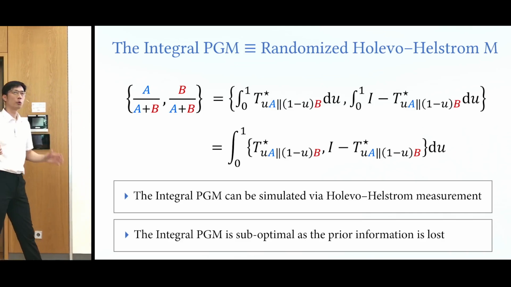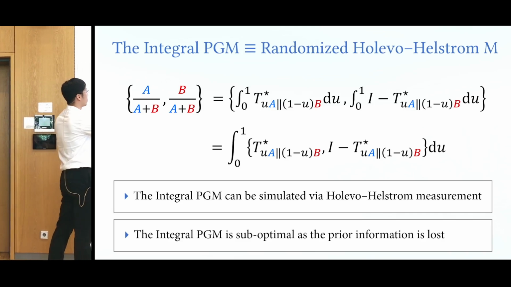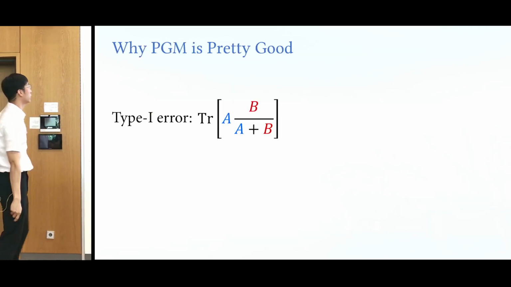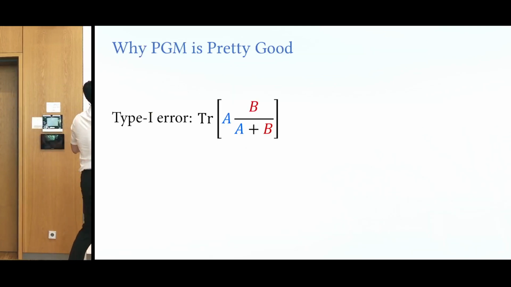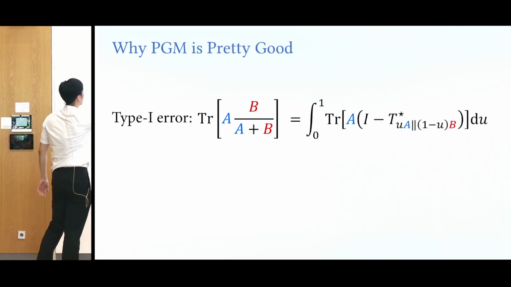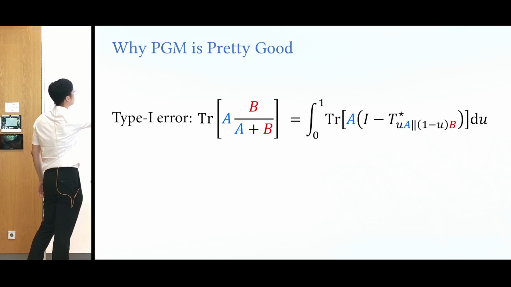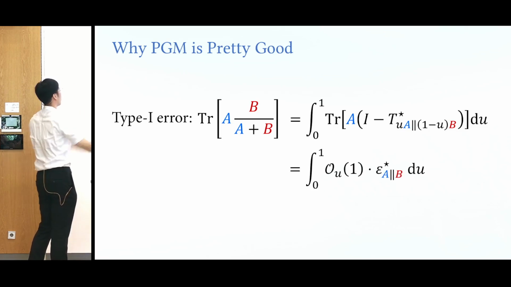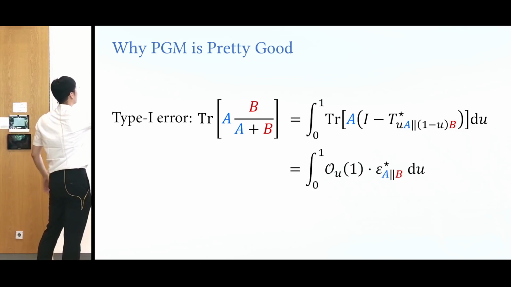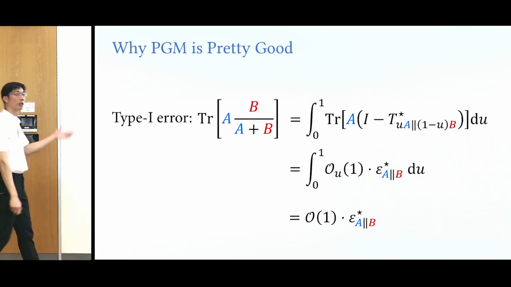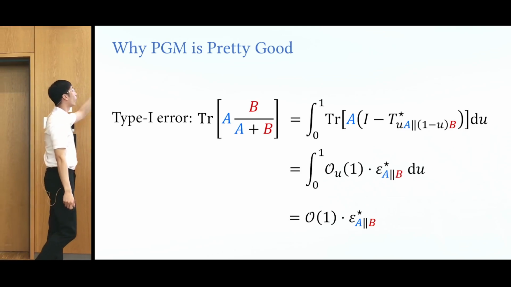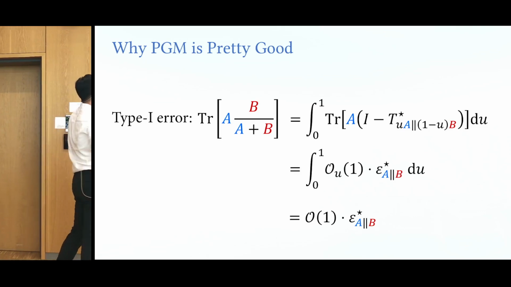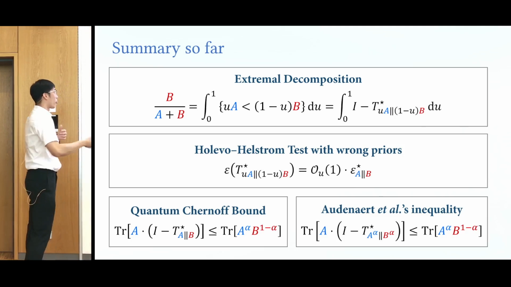But wait, we already mentioned that if we apply a Holevo-Hayashi-Chung measurement with the wrong prior, it's okay, because it's essentially optimal up to a constant. Let's see. So this is a type 1 error via this integral PGM. Then we just use the layer cake formula. This is a wrong prior, but for each integrand it is optimal up to some constant. I just put big O(1) here for simplicity. Integrating this gives big O(1). So it's essentially optimal. This provides another way to see why the integral PGM is pretty good, because essentially it's optimal up to a constant. Okay, so let's summarize so far.